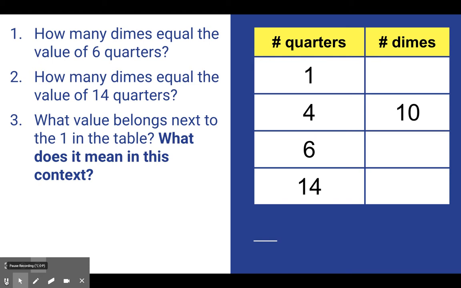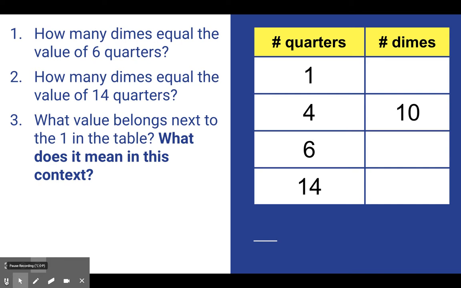So hopefully you realized that the answer to number 1 was 15. If I have 6 quarters, that means that I also have the equivalent of 15 dimes. 6 quarters would be $1.50. If I had 10 dimes, that would also be the equivalent of that amount of money.